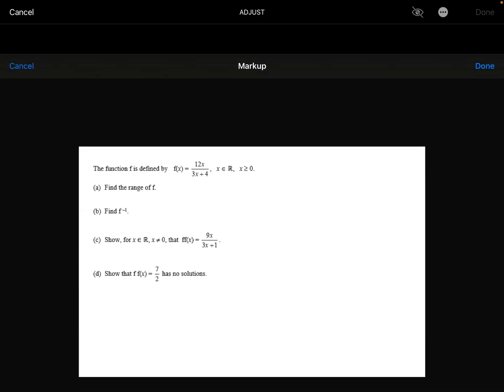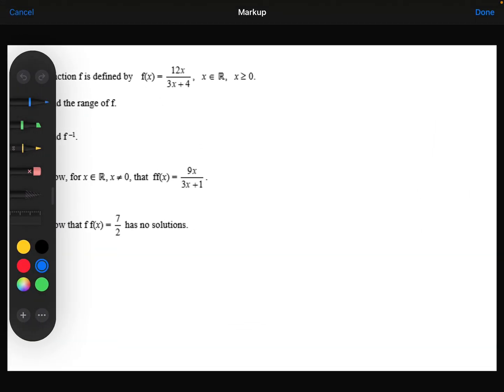Finally, part D, we have to show that f of f of x, which is this thing, equals 7 over 2, has no solutions. So if I were to solve this, or to try to solve this, I would multiply both sides by 2 and multiply both sides by the 3x plus 1. So 2 lots of the 9x is 18x. Then 7 lots of the 3x plus 1.